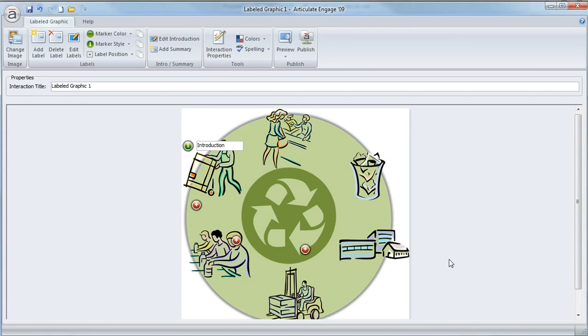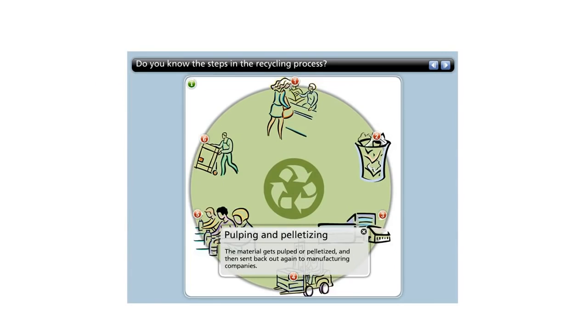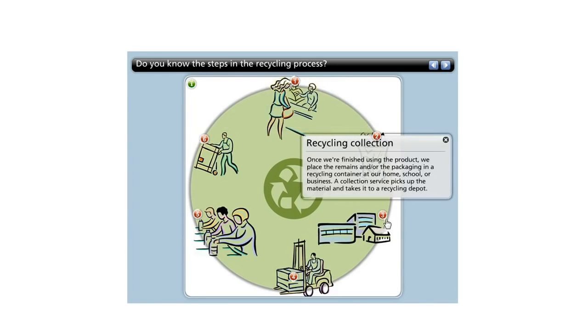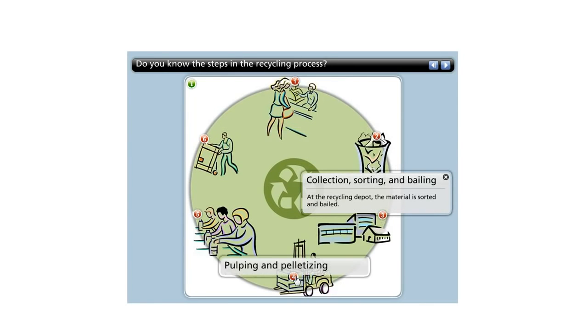Now, all I would need to do is add a few more of these little red markers in my Engage file and position them in just the right place on my image. And of course, add some text for each one. And then I can publish my interaction. I've actually already created a sample of this to show you. So I'm going to switch over to my published output and we'll take a look. So here's my Engage interaction and my image is right here, and I can click on any of these items to learn about the recycling process.